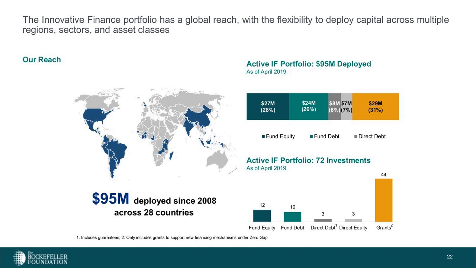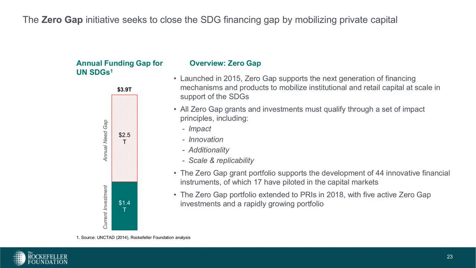You'll note that we have quite a large grant portfolio that we're including here, and that is because our Zero Gap portfolio that I referenced earlier, around mobilizing private capital through financial innovation, started out as a very grant-heavy approach and is now transitioning into the impact side, and I'll touch on that on the subsequent slide. So can we go to the next one, please?